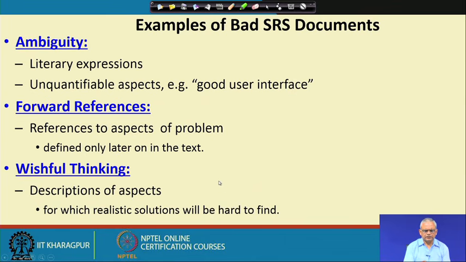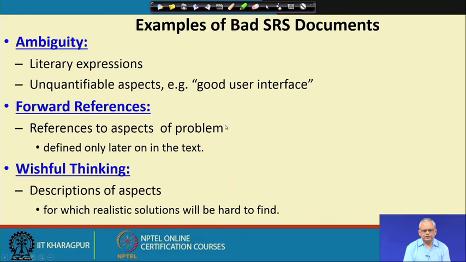Ambiguity: if there is anything mentioned in the document which cannot be quantified, it becomes very difficult to test. For example, if we write in the document that it should have a good user interface, then the tester and the developers will all be in confusion about what is meant by a good user interface. How does somebody test and say that it is a good user interface?